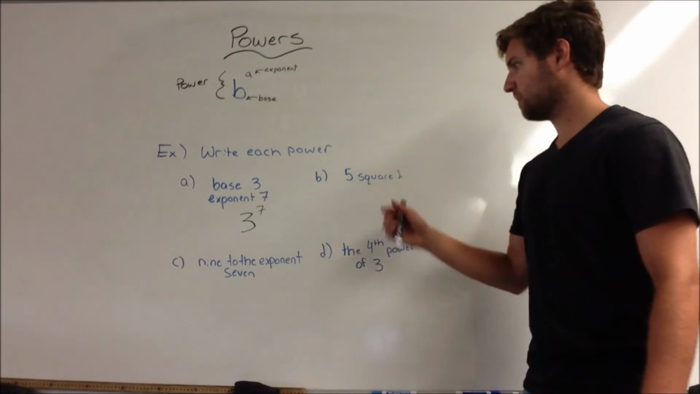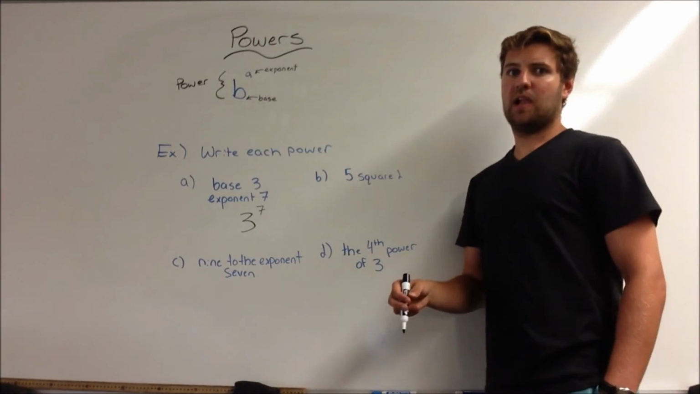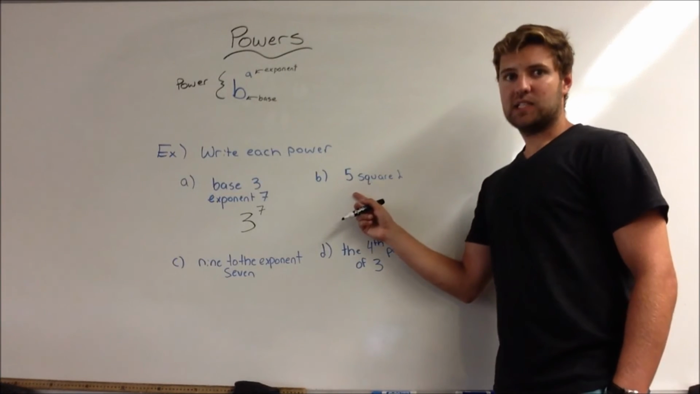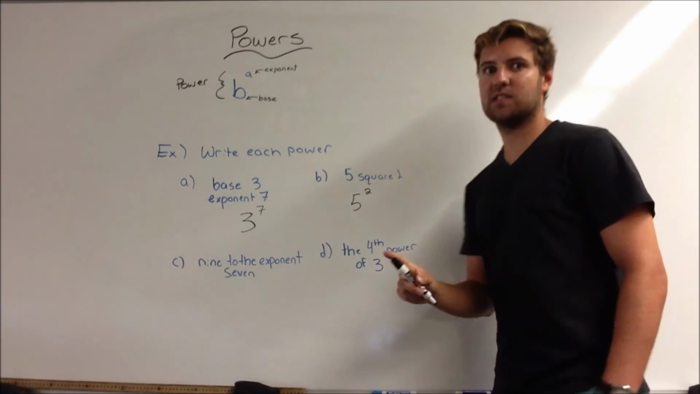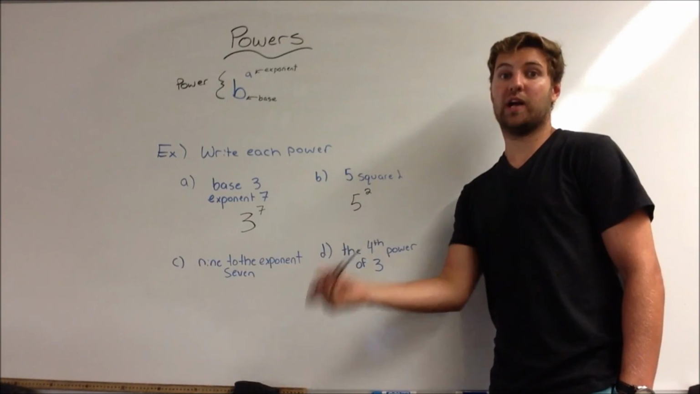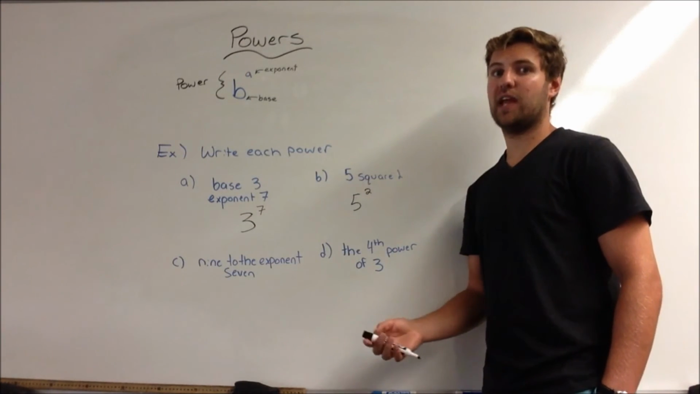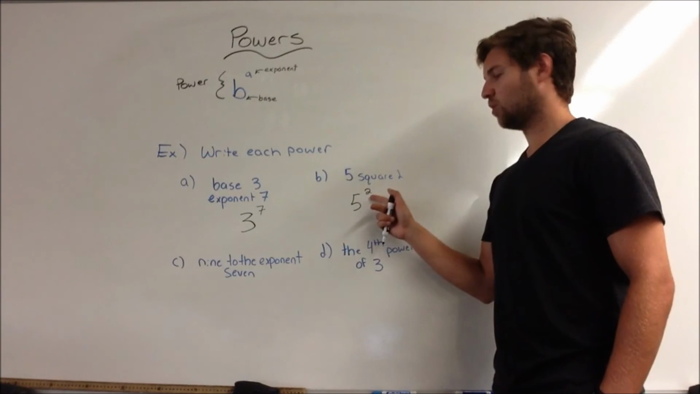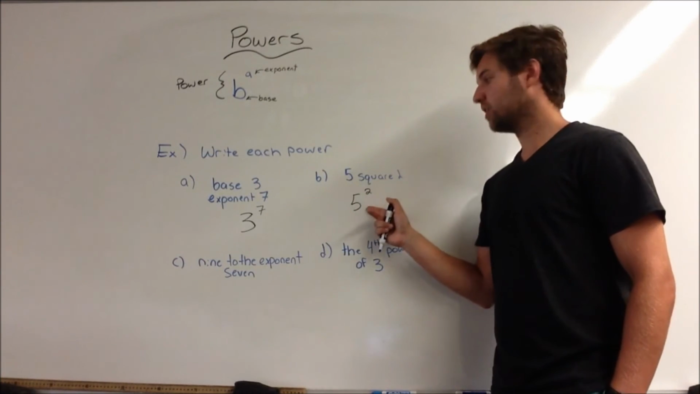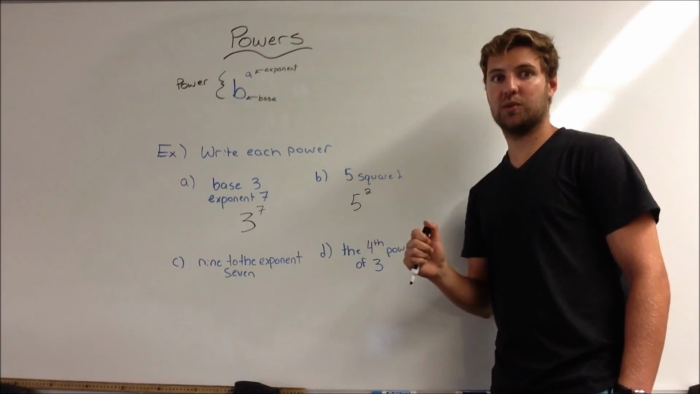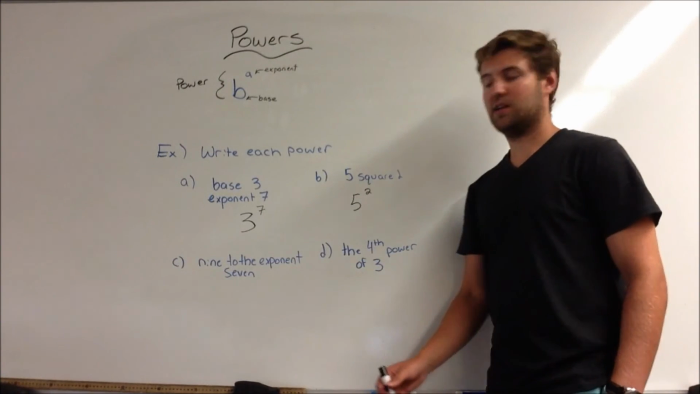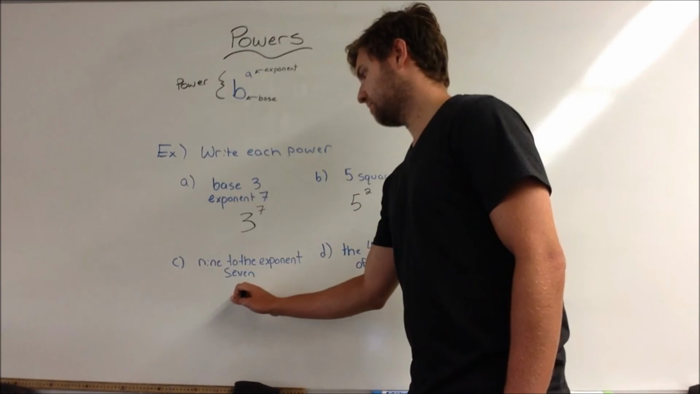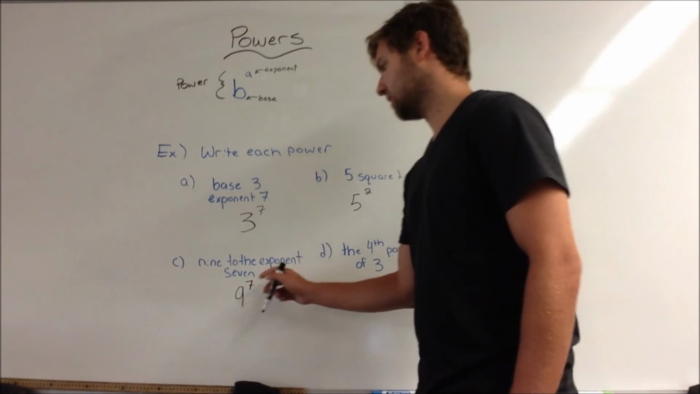5 squared. So that means, remember, 5 to the exponent 2. And we looked at that in one of our last videos where we looked at what squaring is and how we can use that to find the area of different squares. So when we say squaring a number, it really means raising it to the exponent 2. 9 to the exponent 7. So that would be base 9 raised to the exponent 7.